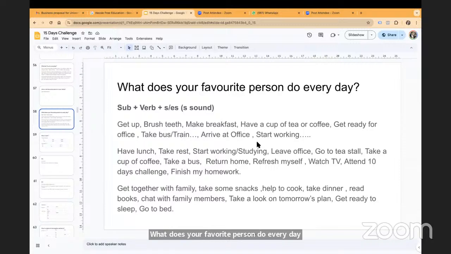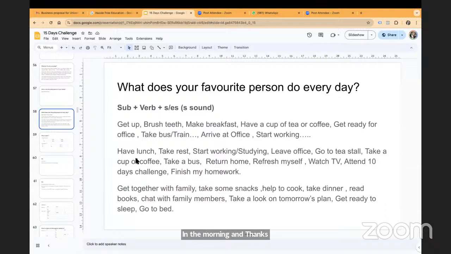Hi everyone. Today I'm going to talk about what my favorite person does every day. My mother is my favorite person. Her name is Sampunar. She goes to work at a coaching center by bus. Then she makes breakfast. She serves the breakfast and she goes to clean. Then she takes a shower.